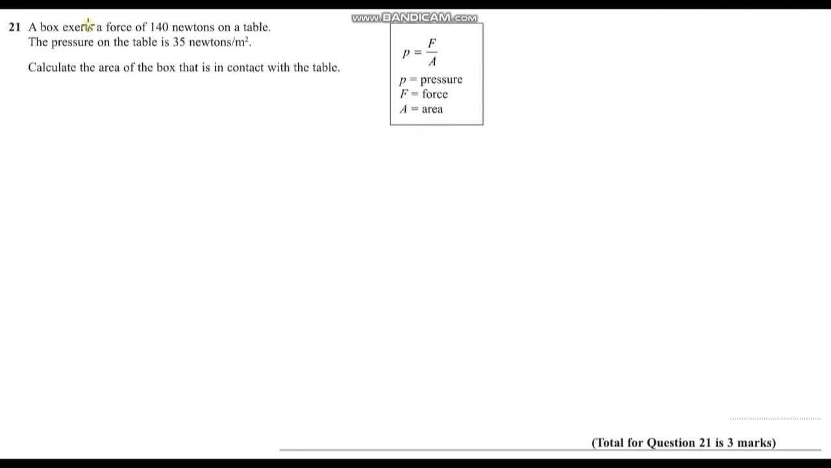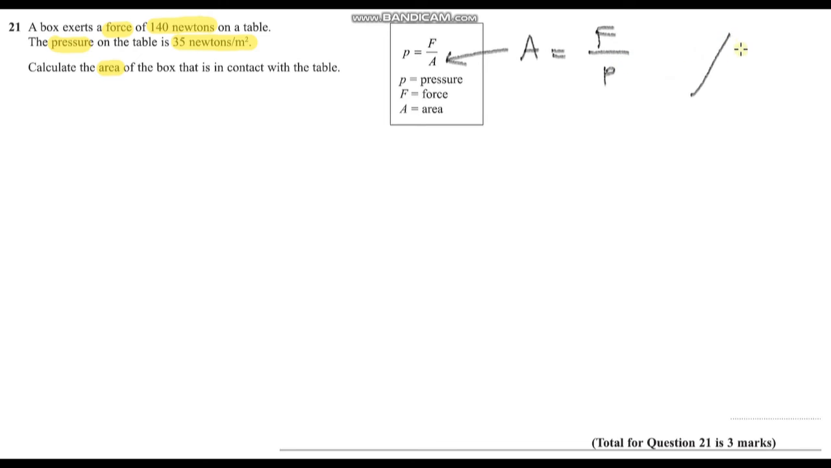Question 21. A box exerts a force of 140 newtons on a table. The pressure on the table is 35 newtons per meter squared. Calculate the area of the box that is in contact with the table. And we have been given the formula that associates pressure with force and area. So we need to calculate the area. So let's just rearrange this formula to make the area the subject. So the area is going to be the force divided by the pressure.